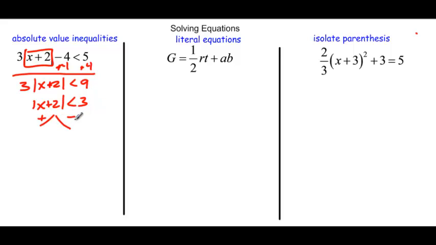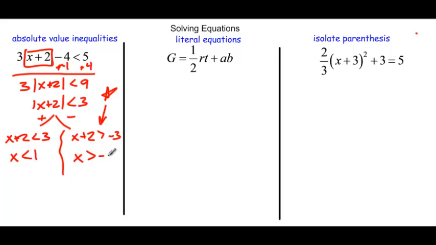So when I do that, I'm going to have x plus 2 is less than 3. And then over here, I'm going to have x plus 2 and negative 3. Now notice when I do this, I need to switch the sign. So I'm going to put a big star there saying we got to switch the sign because you introduced a negative. And you solve them as two independent pieces. So move the 2 over and x is less than 1. And here move the 2 over and x is greater than negative 5.